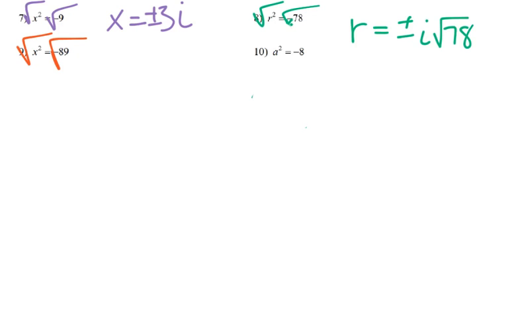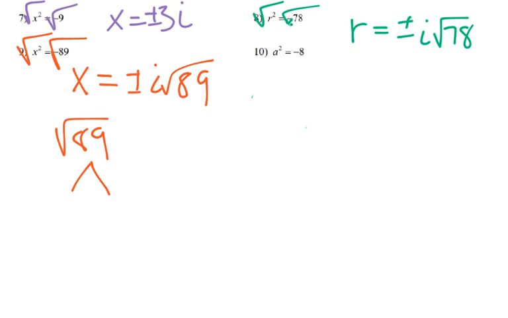Number 9, square root, so x equals something i, square root of 89. What would that one be? Can 3 go into that? I don't think so. 4 couldn't. 5 couldn't. 6 couldn't. 7, nope. 8, 9, 10, 11. Is there nothing that will go into 89? Nope. So we put our answer down like that.